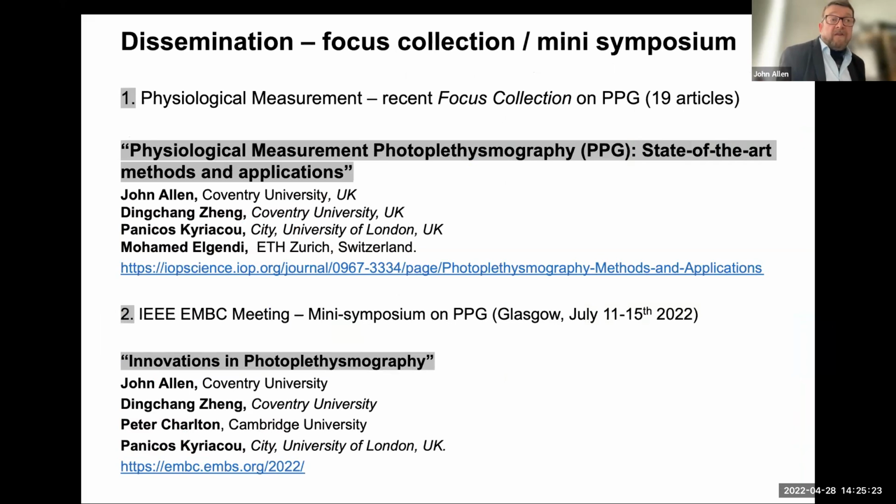Okay, there are some events coming up linked to PAD and vascular topics. There was a focus collection that came out recently with an editorial in the Physiological Measurement journals, with nearly 20 articles published. There's a link there. The IEEE EMBC meeting, which will be in Glasgow in July, has a mini symposium on PPG, looking at innovations in photoplethysmography. That's why I mentioned these, if you don't mind.